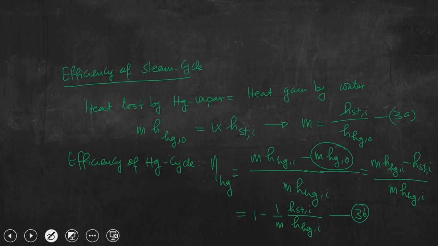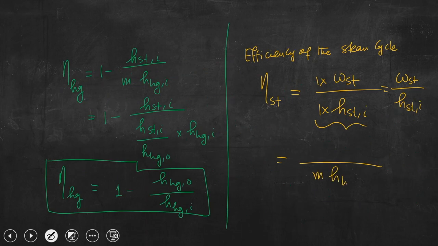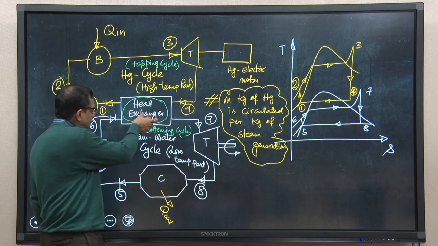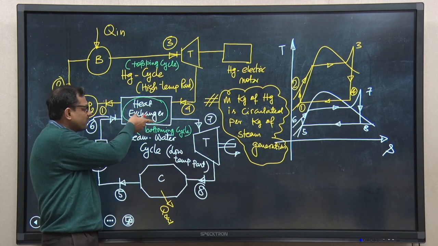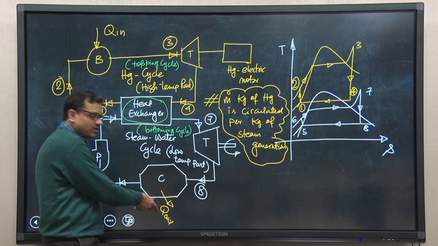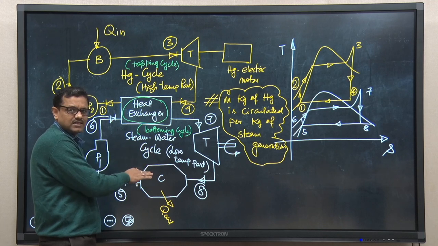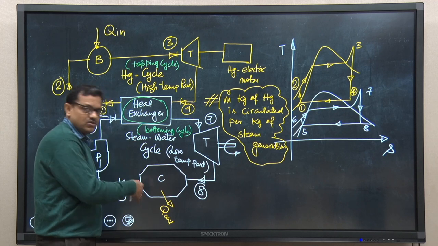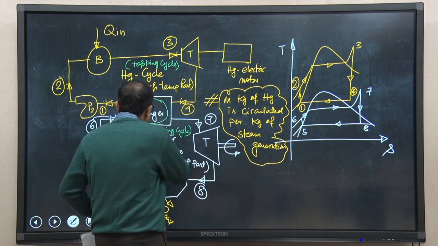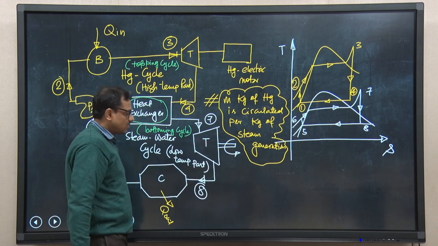Try to understand, HSTI equal to m into HHGO. So we are trying to express this: m into HHGO, and then this is HSTI minus HSTO, because if we look at the steam cycle, this is HSTI, that is the enthalpy per kg of steam entering the cycle. But there is heat rejection. So per kg of steam, the amount of heat that must be rejected from the cycle, because we need to run it in a cyclic manner, that is Q out, which is nothing but HSTO per kg of steam. So enthalpy in minus enthalpy out, that is the WST, that is what we are writing.